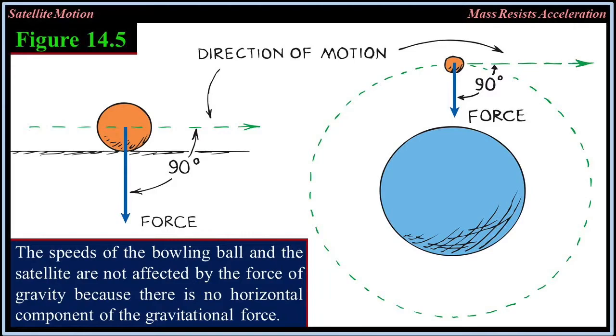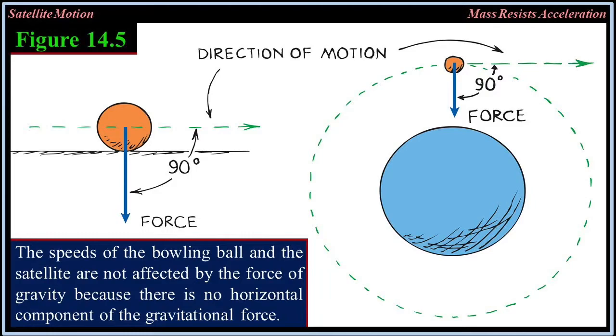Why doesn't the gravity that acts on the bowling ball change its speed? The answer is that gravity is pulling neither forward nor backward. It pulls straight downward, perpendicular to the ball's motion. The bowling ball has no component of gravitational force along the direction of the alley. The same is true for a satellite in circular orbit. Here, a satellite is always moving at a right angle, perpendicular to the force of gravity.